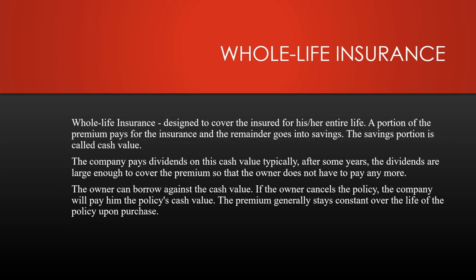Whole life insurance is designed to cover the insured for his or her entire life. A portion of the premium pays for the insurance and the remainder goes into savings. The savings portion is what we call the cash value. The company pays dividends on this cash value. Typically after some years, the dividends are large enough to cover the premium so that the owner does not have to pay anymore. The owner can borrow against the cash value. If the owner ultimately cancels the policy, the company will pay him the policy's cash value. The premium generally stays constant over the life of the policy upon its purchase date.